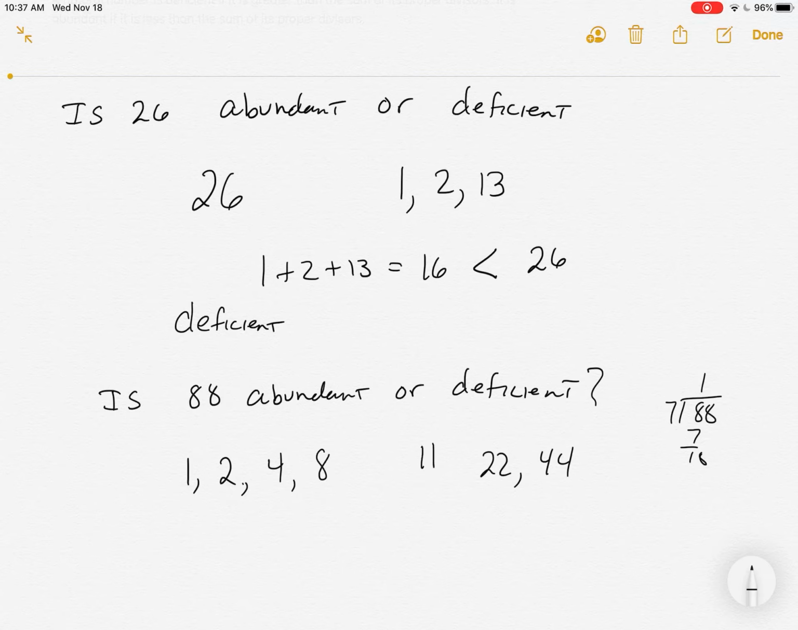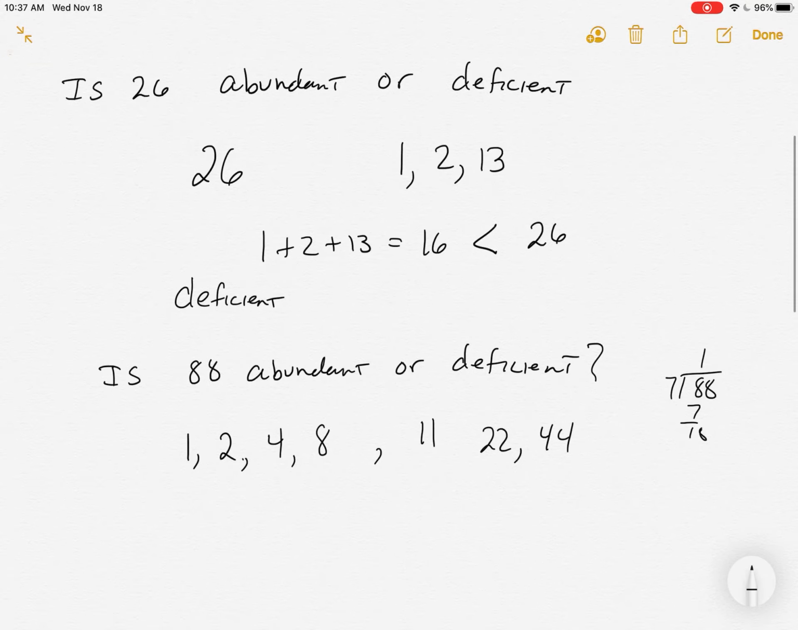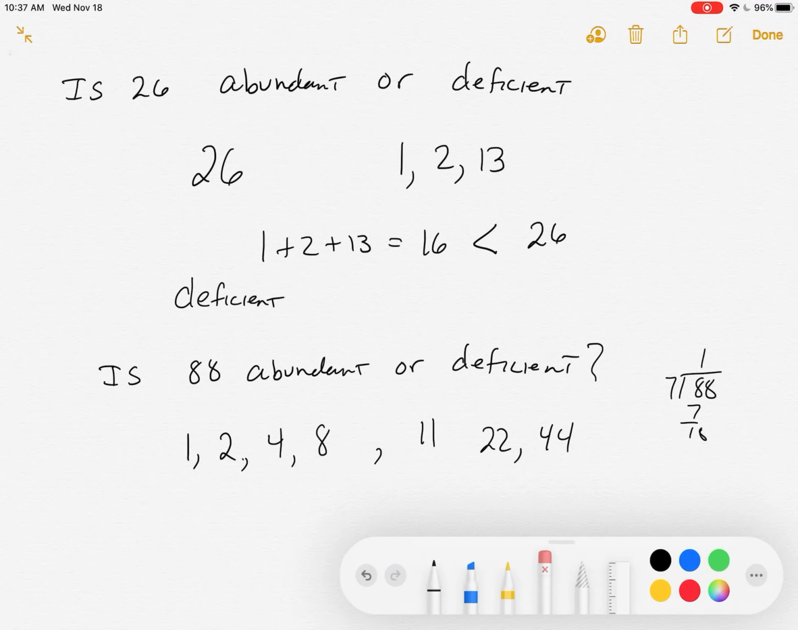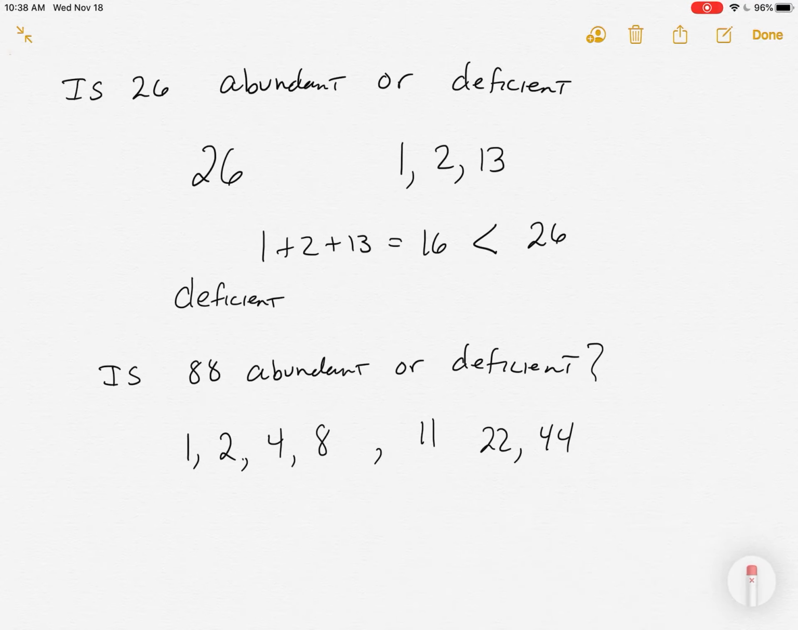8 we know does, 11 times, and now we're really close. Probably won't pick up anything else. 9 we know doesn't, and 10 we know doesn't, and now we've looped ourselves. So the only thing that we didn't write in terms of its pair is the 1 times 88, because the proper divisors are the ones that are not the number itself.